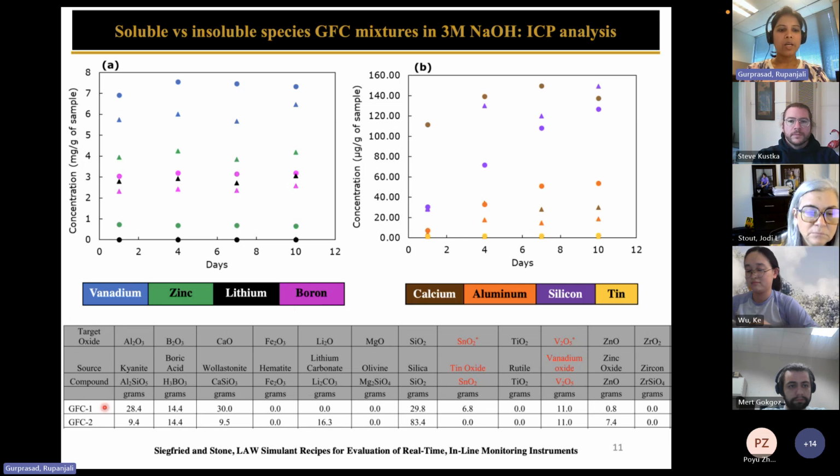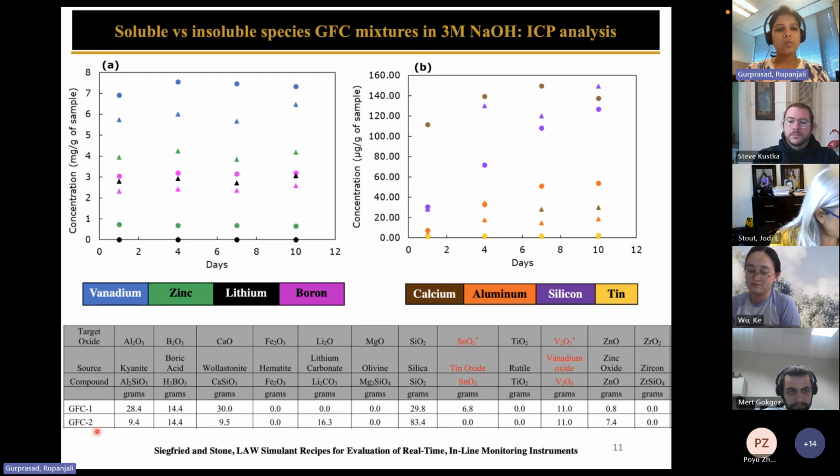So what we did in this experiment was we took a couple of GFC recipes. So I think this is a good point to remind you all that all of the GFCs, the glass forming chemical recipes that we have, or the simulated waste that we're working with, has been provided to us by our collaborators at Savannah River National Lab.